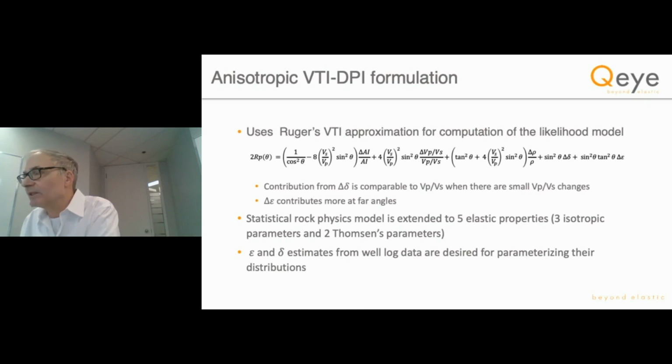So we can use this equation to make the fit in the DPI to the seismic, and then we need to incorporate the statistical rock physics models, which are now extended to five elastic properties: three isotropic and two Thomsen parameters, delta and epsilon. We get the delta and epsilon estimates from the well log data, either from Sonic Scanner or even from VSP data, a deviated well with VSP sonic information and VSP data from the move out.